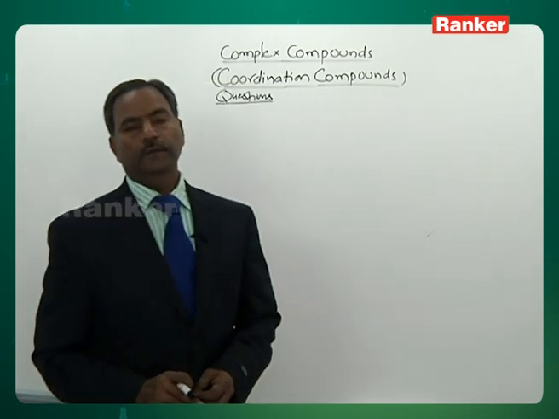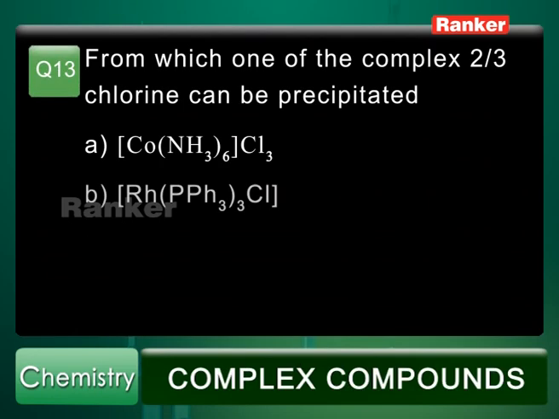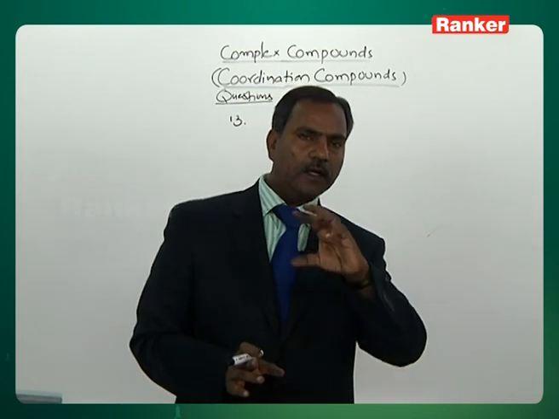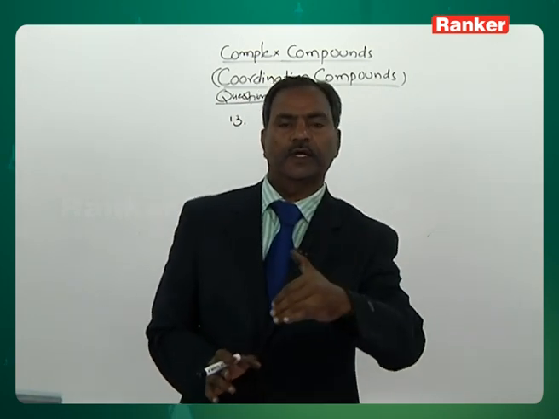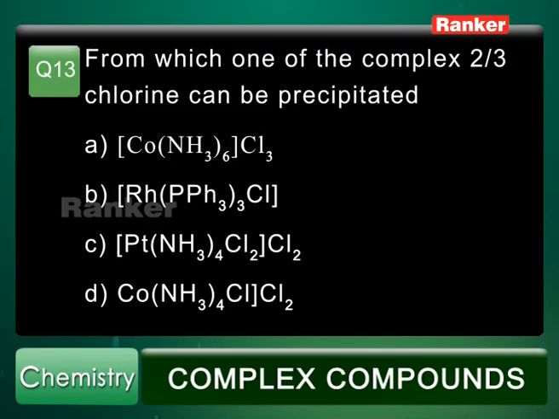Coming to question number 13. From which one of the complexes 2 by 3 chlorides can be precipitated? 2 by 3 chlorides. See, in total there should be 3 chlorides, out of those 3, 2 are precipitated. Then check the complex. A is Co(NH3)6 Cl3. So all the 3 chlorides are outside the complex. You are clearly observing. So that is giving rise to what? 3 chlorides are precipitated.